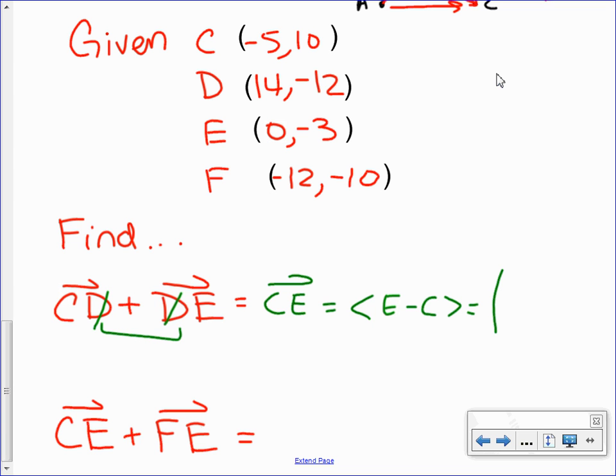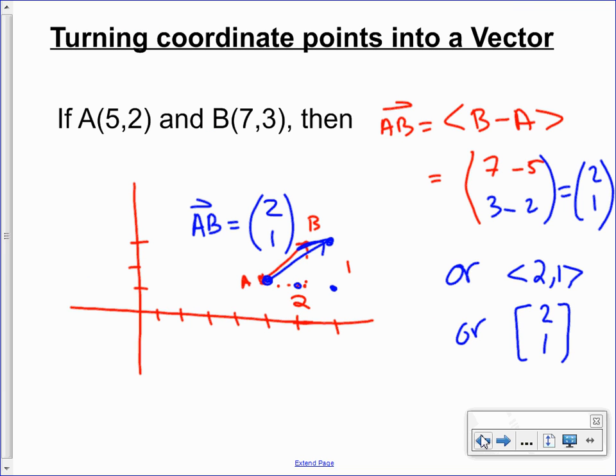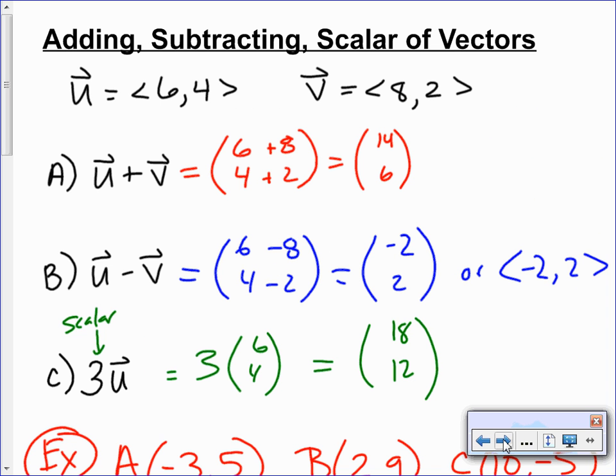Why do we subtract? Because, back to here, to find a vector, you subtract the second minus the first component. Right? Second minus first. Just take it as faith.